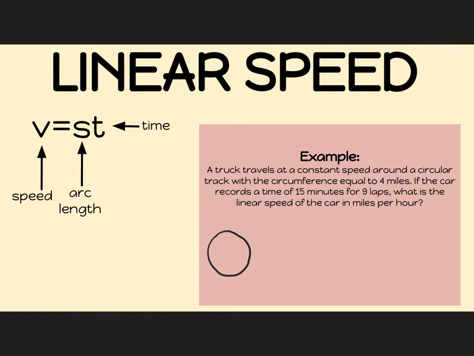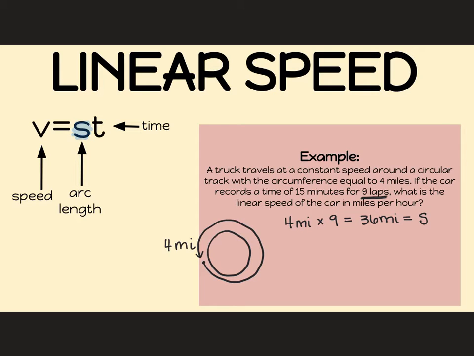It says the circumference is equal to 4 miles. So this truck goes around one time. That's 4 miles. The car records a time of 15 minutes for 9 laps. So the first thing we kind of want to know is how far is it traveling? That would be our arc length. So if it goes around one time and that's 4 miles, we want to know how far would it go in 9 laps. And so that would be 36 miles. And so this gives us our arc length. So you got to know how far it's going first. Does that make sense so far?